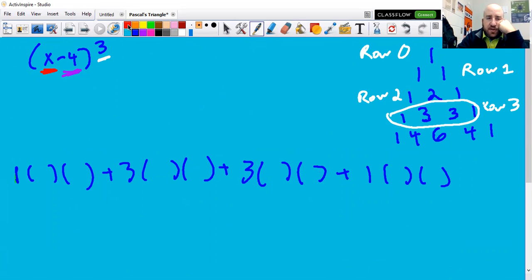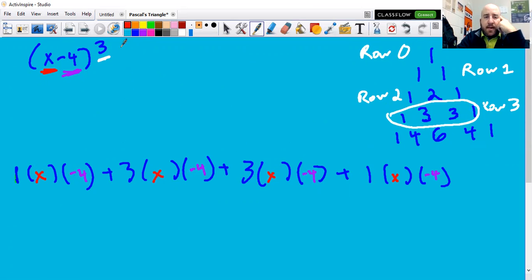Step 3, take your first term and put it in all the first sets of parentheses. So I'm going to go x, x, x, x. Take your second term, put it in the second set of parentheses. -4, -4, -4, -4. And again, those instructions seem kind of long, but we've already got the first 3 knocked out.